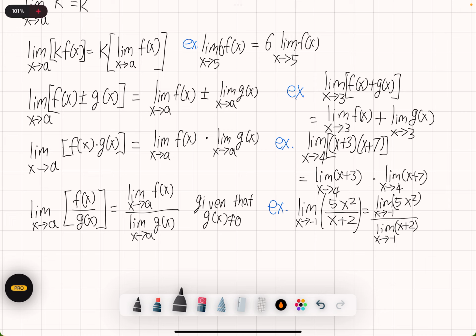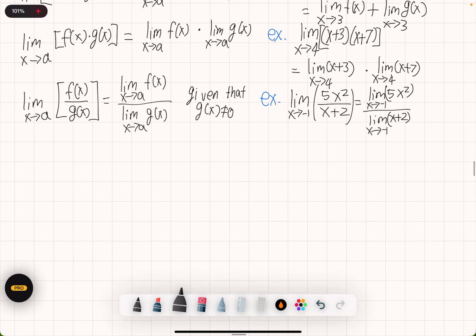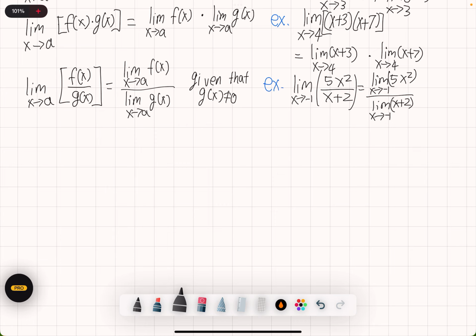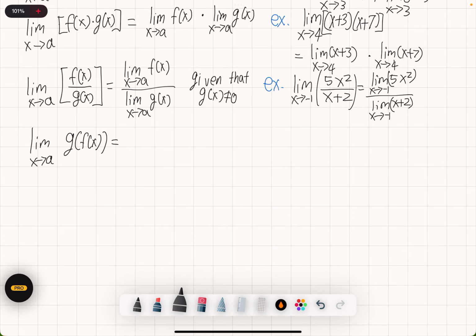So then we also have our last property, which is a composite function. So what this means is the limit of g of f of x as x approaches a equals g of the limit of f of x as x approaches a. And this is given.